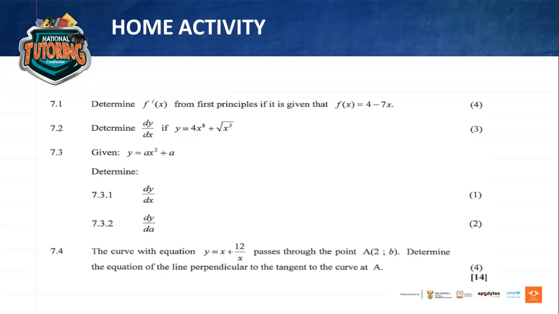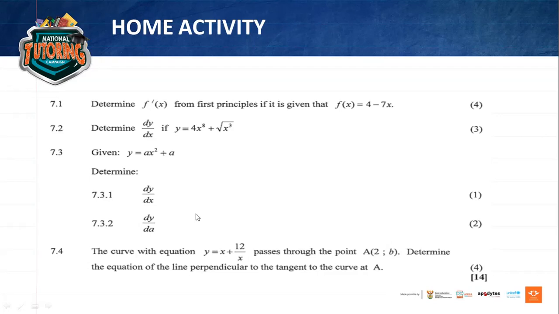Of course, I cannot just leave you without an activity that you can do while you are still at home trying to practice. Remember, with maths, practice is the only remedy to make us perfect in mathematics. That's your home activity. You need to get the derivative from first principle, that one you know. You also have to get dy/dx and dy/dA. And the last one is when you have to get the equations of a tangent, and a line perpendicular to a tangent.